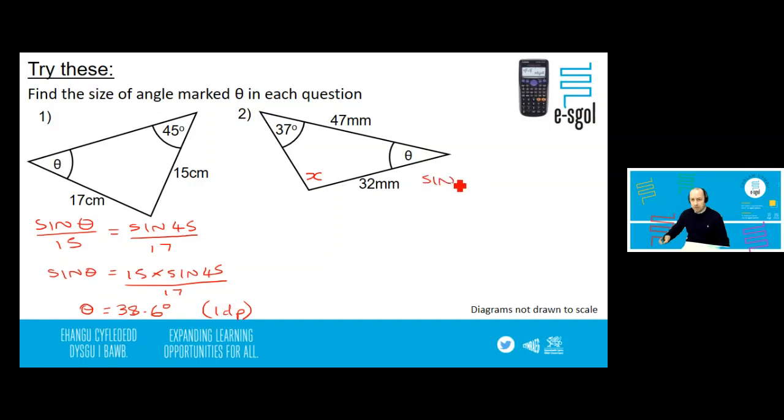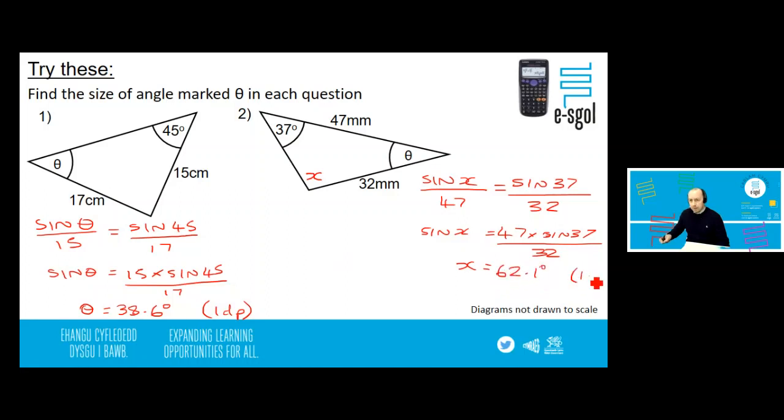So I'm going to write the sine of x all divided by 47 because that's the opposite side. And that equals the sine of 37, which is the other angle that's been given to me in the question, all divided by 32. Okay, so I'm going to move this 47 up to multiply. So the sine of x is equal to 47 times the sine of 37, all divided by 32. I'm going to type all this into my calculator. I'm going to press shift and sine, and that'll give me a value for x, which is 62.1 degrees.